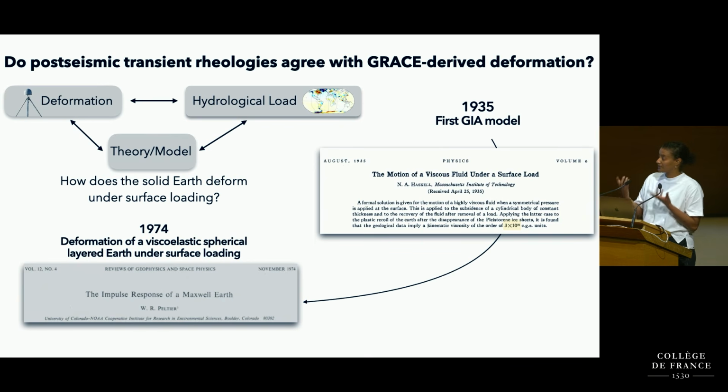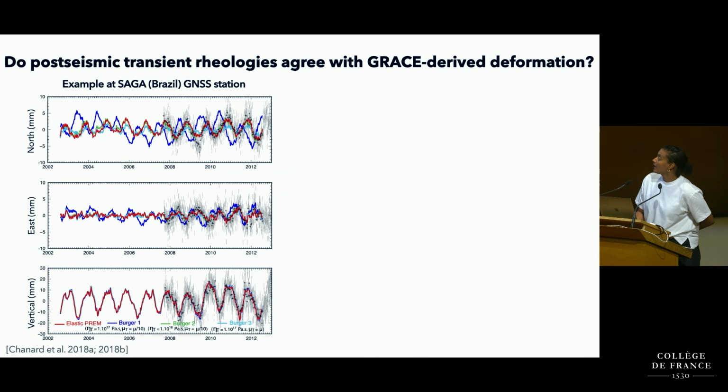And for that, we need to update our model from an elastic to a viscoelastic model, and for that, we can turn to what has been developed for GIA models, so glacial isostatic adjustment. So we are going to look at the viscoelastic response of the solid Earth with Burgers rheology. And so if we test values that have been put forward for post-seismic models, you can see that if we look at a single station here in Brazil, you have a range of models that will not fit the seasonal observations.